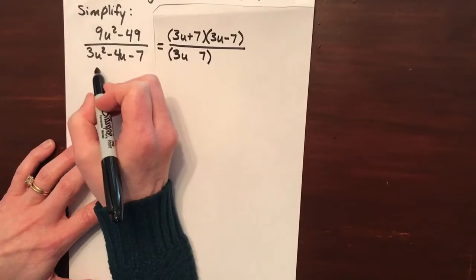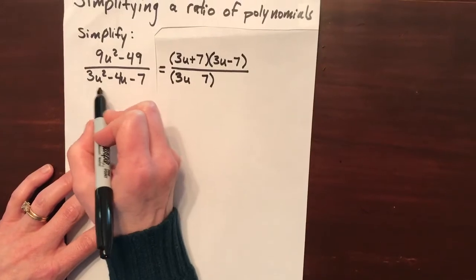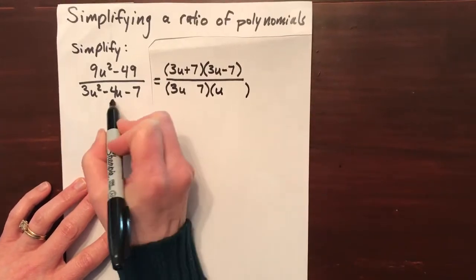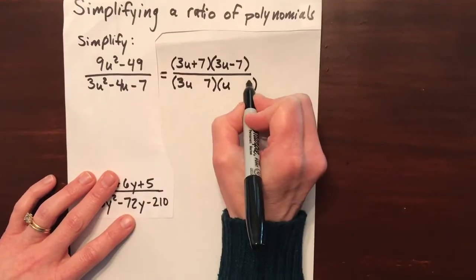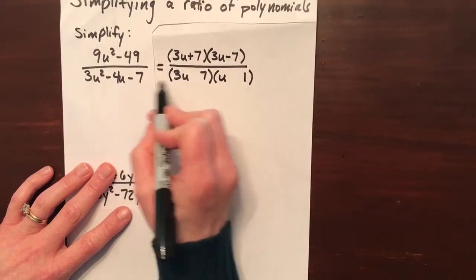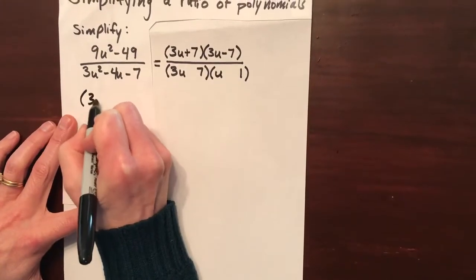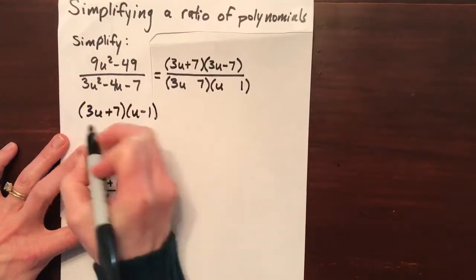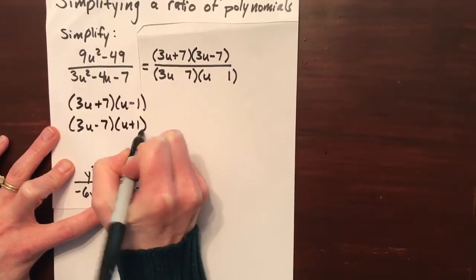So what I'm thinking is, okay, if I multiply two numbers together, 3 times what would equal 3, so it's going to be 1, so this one would be u. And then what times 7 would be 7, so that would be a 1. So now I just have to figure out the signs on these. It looks like I want one of them to be positive and one of them to be negative. And so let's just do an experiment here. 3u plus 7 and u minus 1, or 3u minus 7 and u plus 1.